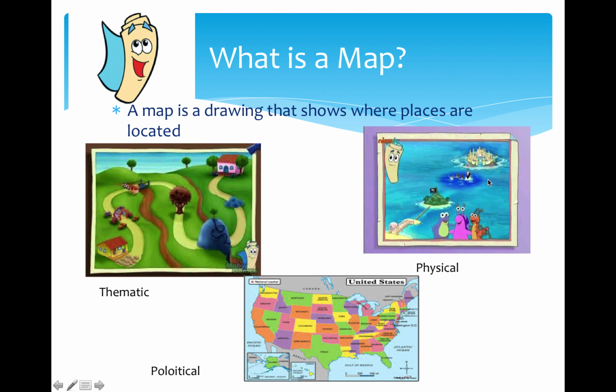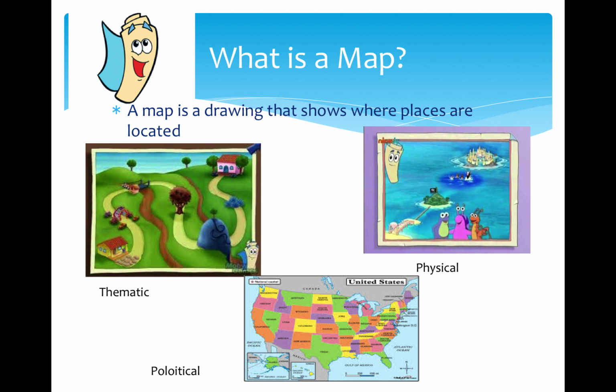Physical maps show different landmarks and bodies of water. They show things like lakes, mountains, and rivers. So on this Dora map, you'll see that Dora is about to go on a journey where she is experiencing water and land. So she's using a physical map.